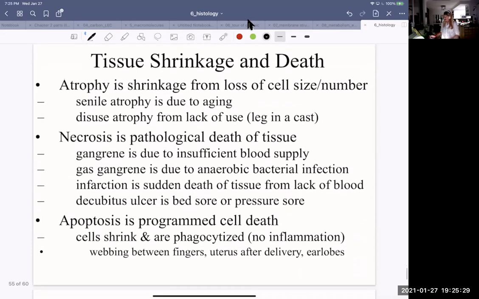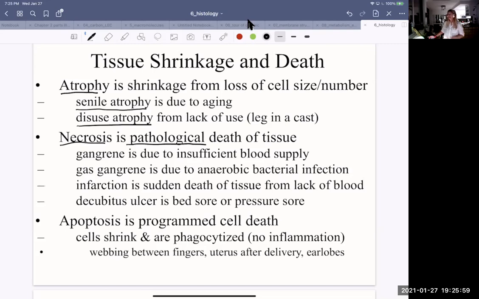What about tissue shrinkage and death? Well, atrophy is the name given to the shrinkage of tissue from the loss of cell size or number. And that does happen with age, senile atrophy due to aging, but it can also happen if you don't use your tissue. So if you're not using your muscle tissue, your muscles will get smaller, your muscle cells will get smaller. Necrosis is the pathological death of a tissue. So due to some kind of disease or some kind of disorder.